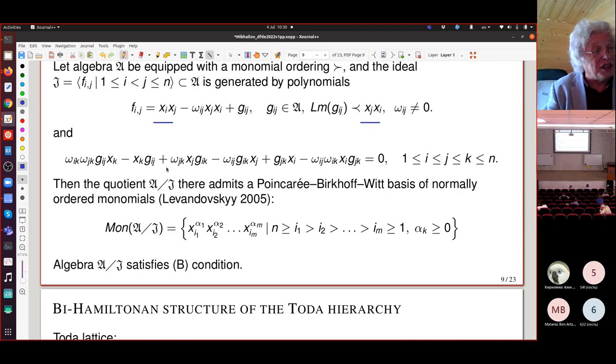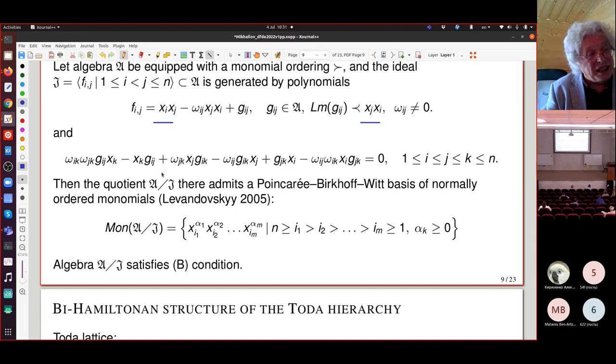Then under some technical condition, it is proven that in the quotient algebra over this ideal we can swap any two elements, and there is a basis of normally ordered monomials. Normally ordered means the first letter with the highest index is in front, then lower, down to maybe one. That is all possible ordered words, and that is exactly the definition of a Poincaré-Birkhoff-Witt basis. This theorem was proven by Viktor Levandovskyy, a Ukrainian mathematician working in Kaiserslautern, in his excellent dissertation in 2005.